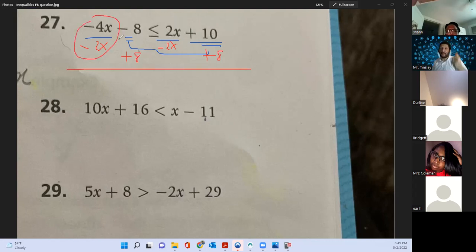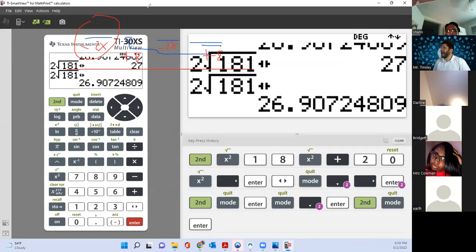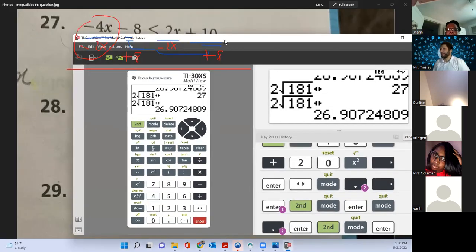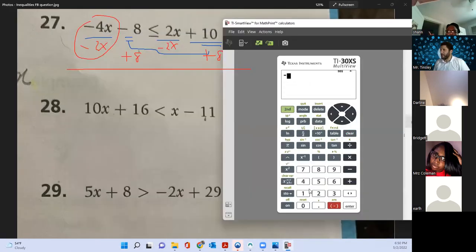What's minus 4x and minus 2x? 6x. You know what, Mr. Tinsley? I hate signed numbers. They get on my nerves. I can't never do them. Don't worry, you got your calculator. Minus 4, minus 2. So minus 4x minus 2x is what? Negative 6x.